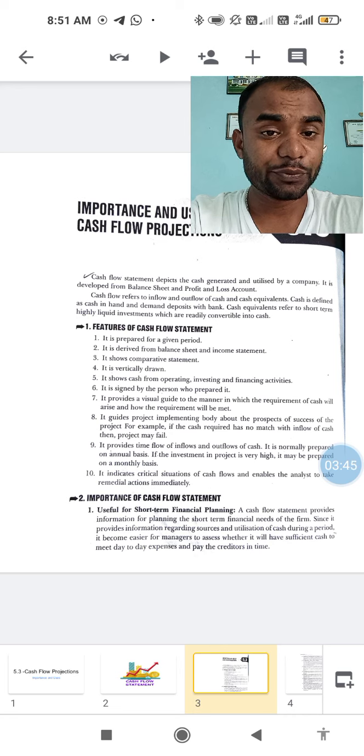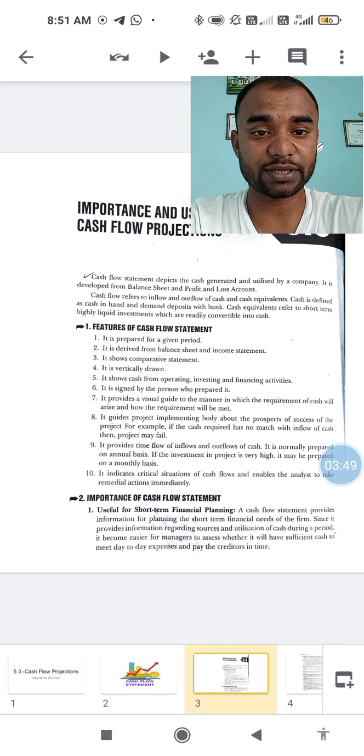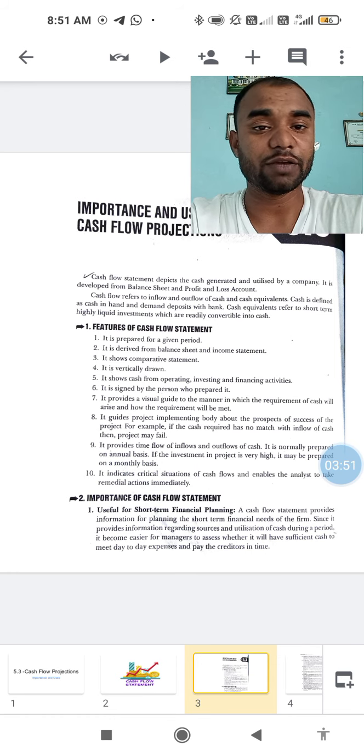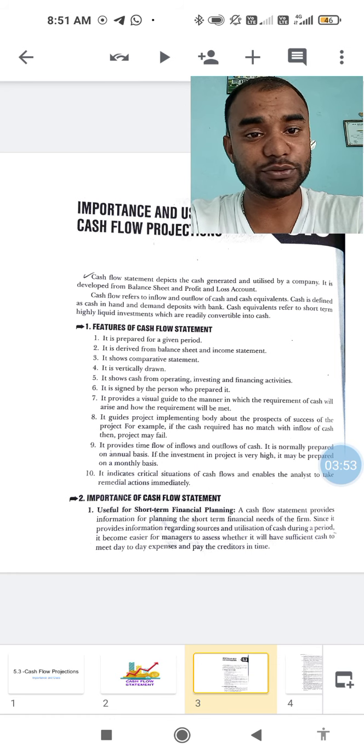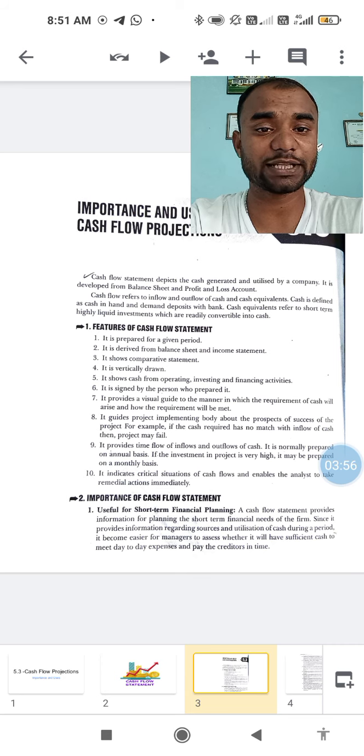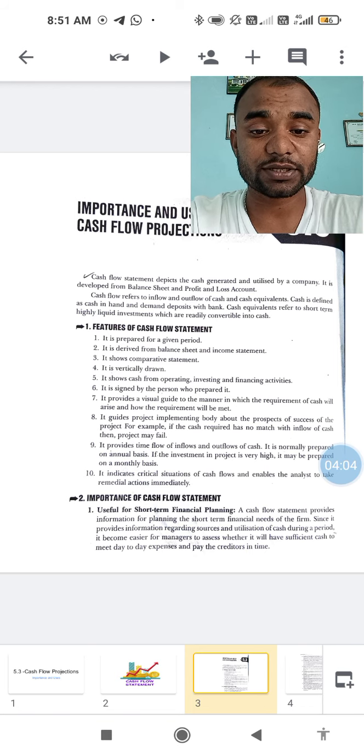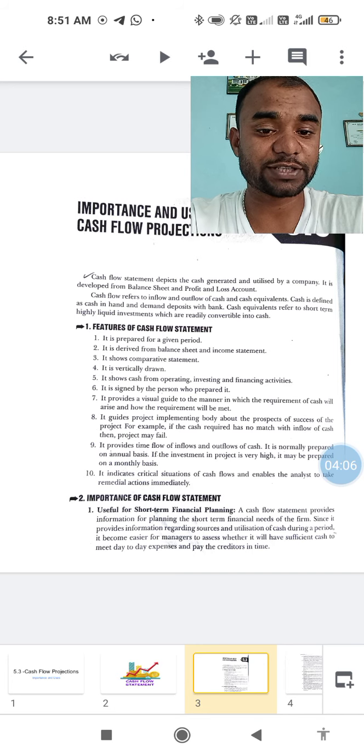Now we have seen there are 10 features, but in the exam, mark-wise, you may prepare it as per the marks that are given to you. If it is asked for 8 marks, 8 points will do. If it is asked for 3 marks, 3 points, like that, 5 marks. And if it is just for 1 mark, 1 point will do about the features of cash flow statements. All right, so let's quickly go into the importance of cash flow statements.